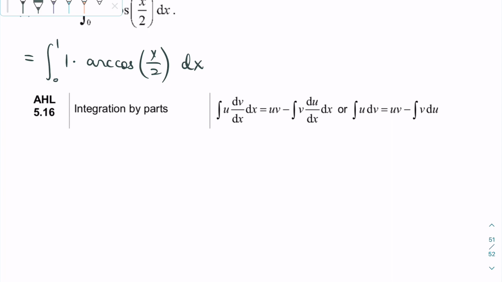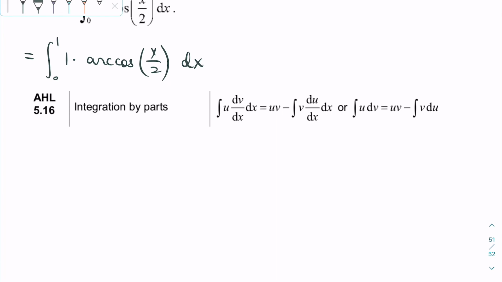Now we need to decide which function, 1 or arc cosine, will be u. Generally, we need to make u equal to the function that can be differentiated but not integrated easily. So arc cosine in this case is the likely candidate.